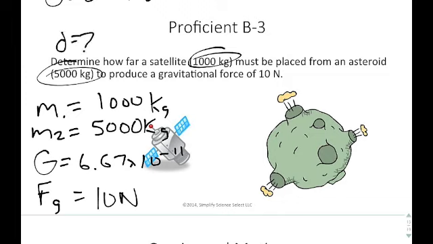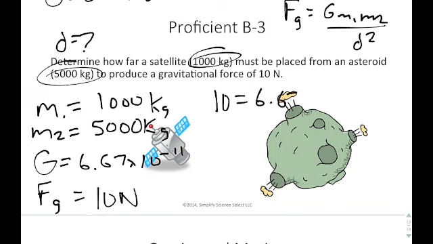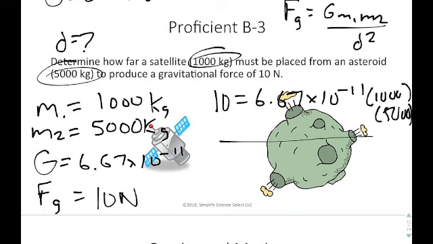Now the distance in this case, we're going to use Fg equals G m1 m2 over d squared, Newton's law of universal gravitation, and we're going to go ahead and plug in. We're going to say 10 equals 6.67 times 10 to the minus 11th, times 1,000 times 5,000, and all of that is going to be divided by d squared. Now what you should realize is you're going to have to actually isolate for d. Remember, d cannot be in the denominator. It's got to be in the numerator.